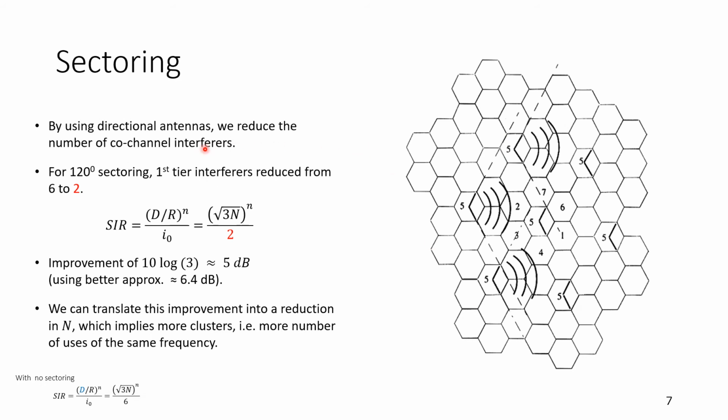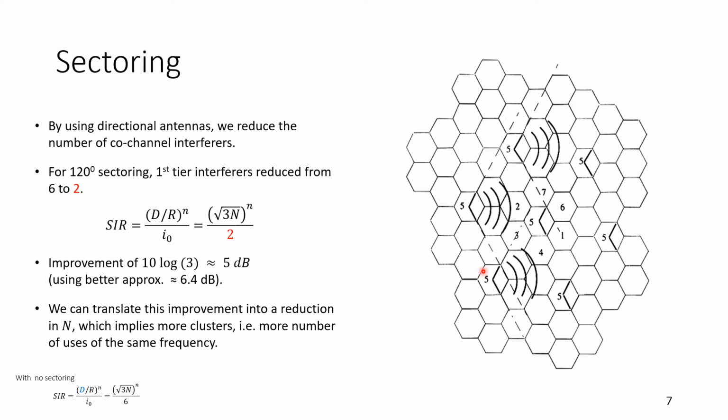So sectoring can be done by using directional antennas. Of course, the main objective is to reduce the co-channel interference. So let's say that we have number 5 here, surrounded by others. This one now is going to interfere only with cells in the same direction. The opposite directions will not cause interference.